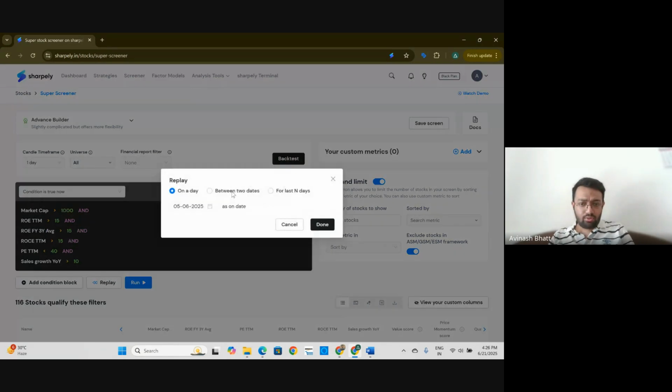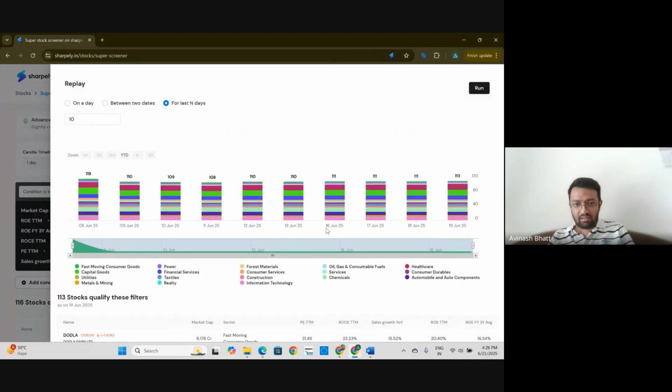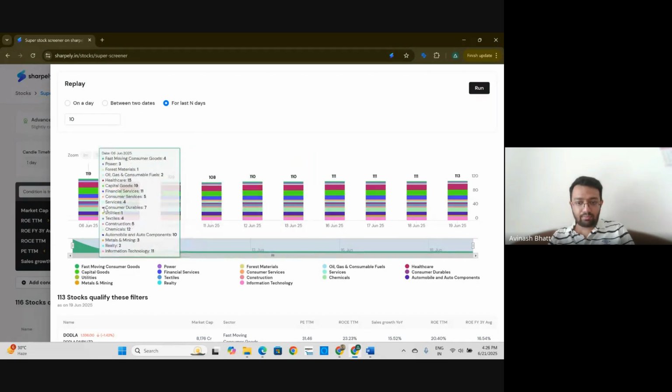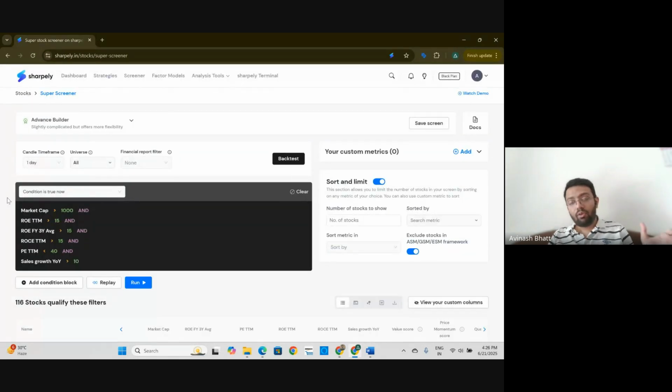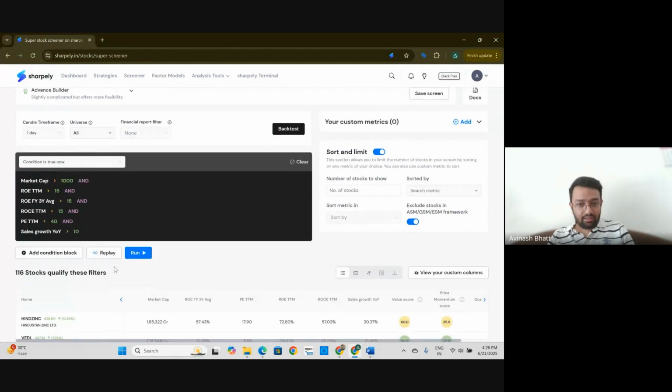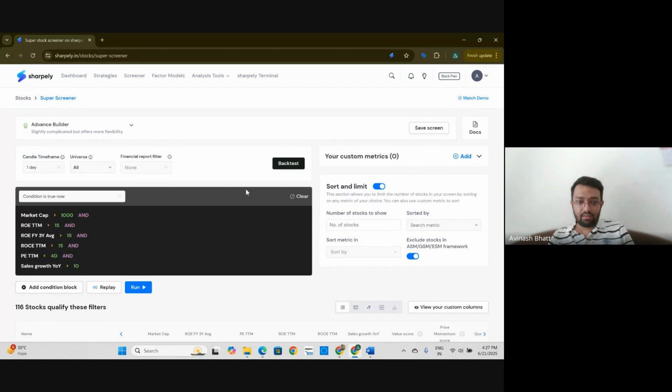And you can also analyze the trend by selecting between 2 dates. So let's say for the last 10 days, you want to check the trend. The numbers will be similar because this is a purely fundamental screen. But let's say if you are focusing on a technical screen, let's say stocks that have moved 3% in a day, then if the trend is declining, that means the momentum of the market is slowing down, right? So you can use it as an indicator as well. You can use your screens that way as well. But this is a decent enough basic fundamental screen.